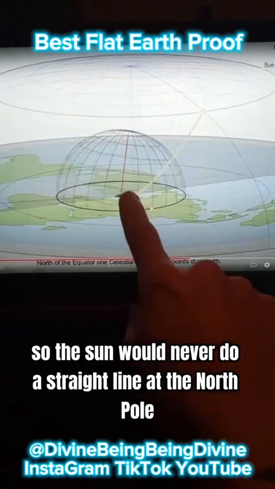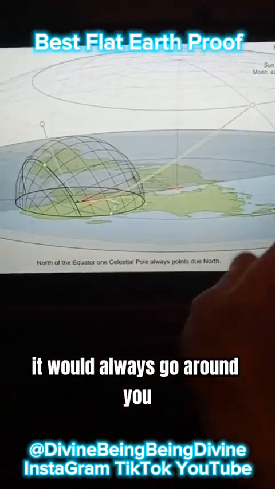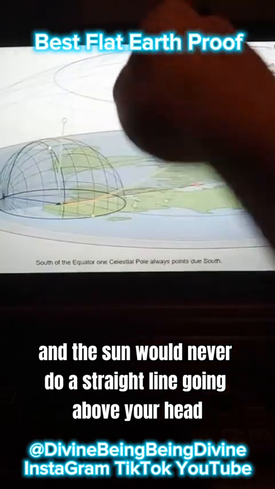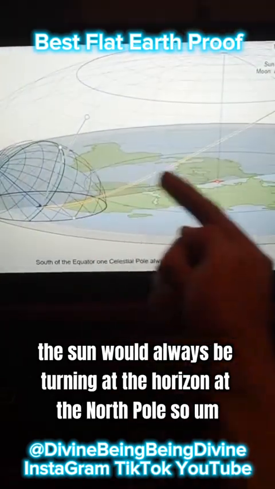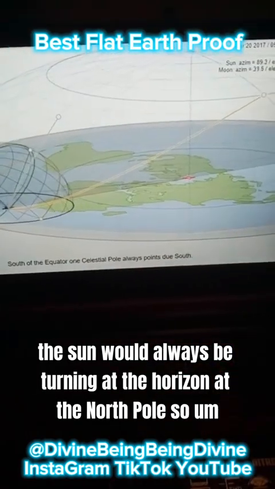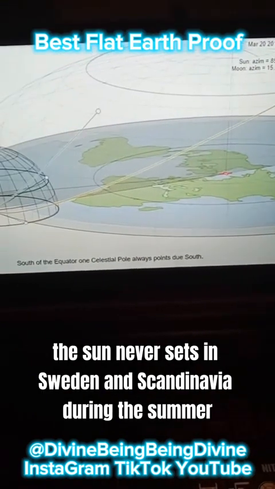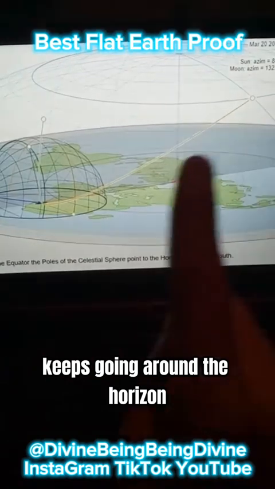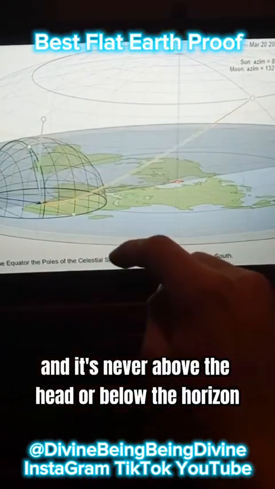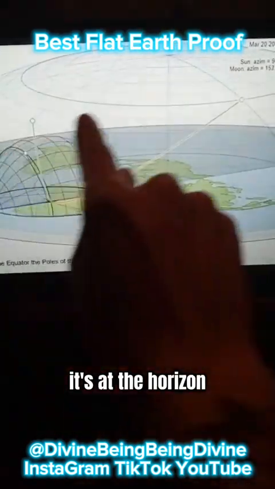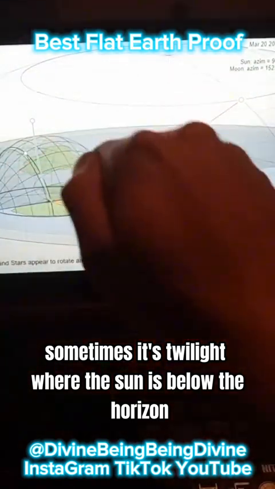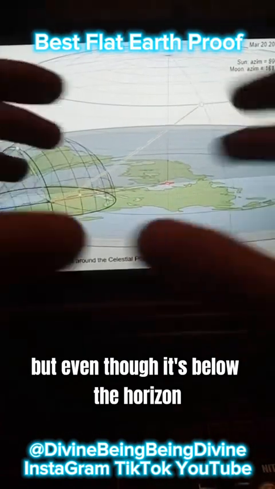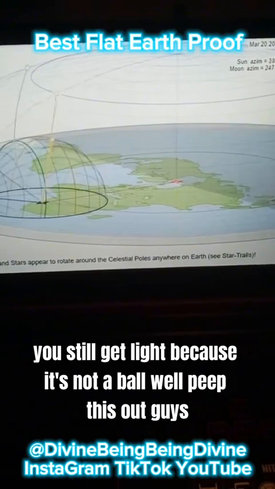So the sun would never do a straight line at the North Pole. It would always go around you, and the sun would never do a straight line going above your head. The sun would always be turning at the horizon at the North Pole. So the sun never sets in Sweden and Scandinavia during the summer. It keeps going around the horizon, and it's never above the head or below the horizon. It's at the horizon. Sometimes it's twilight where the sun is below the horizon, but even though it's below the horizon, you still get light because it's not a ball.